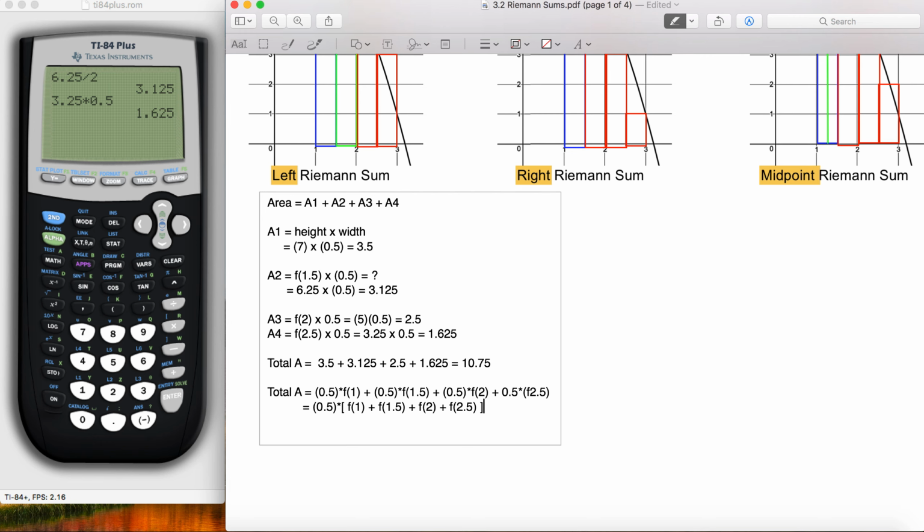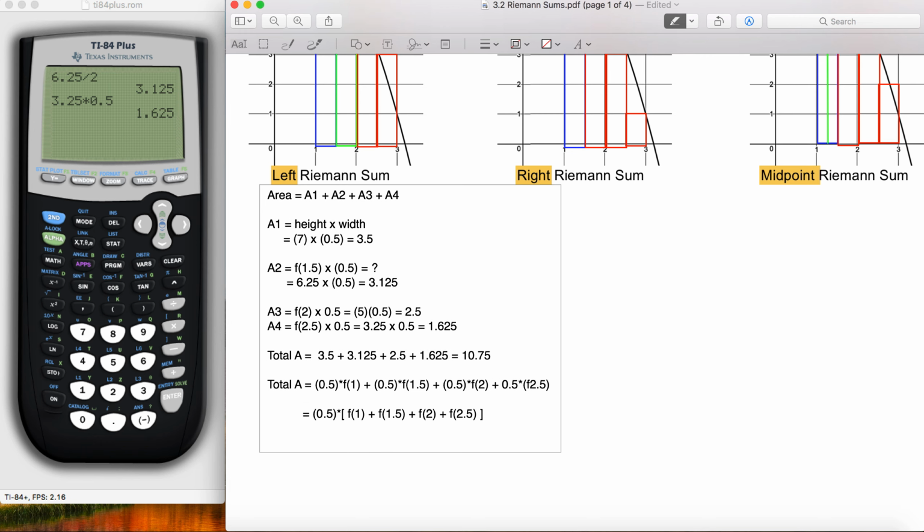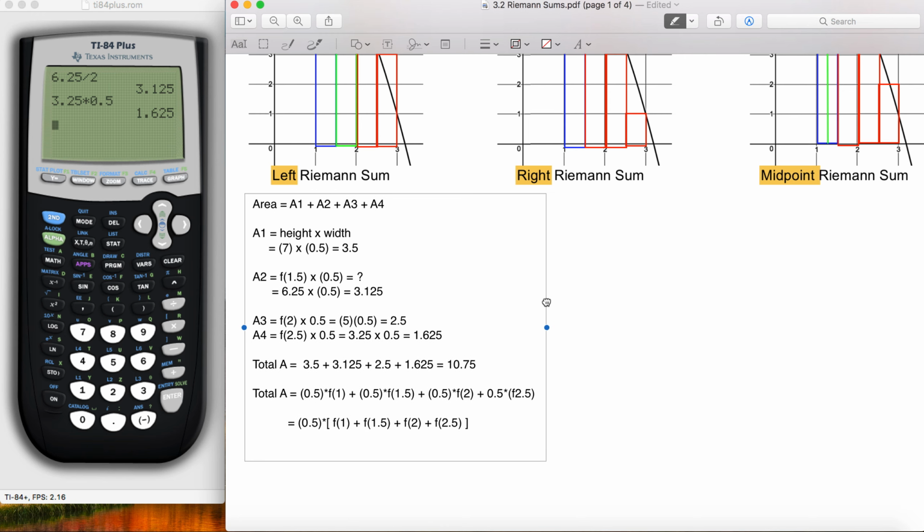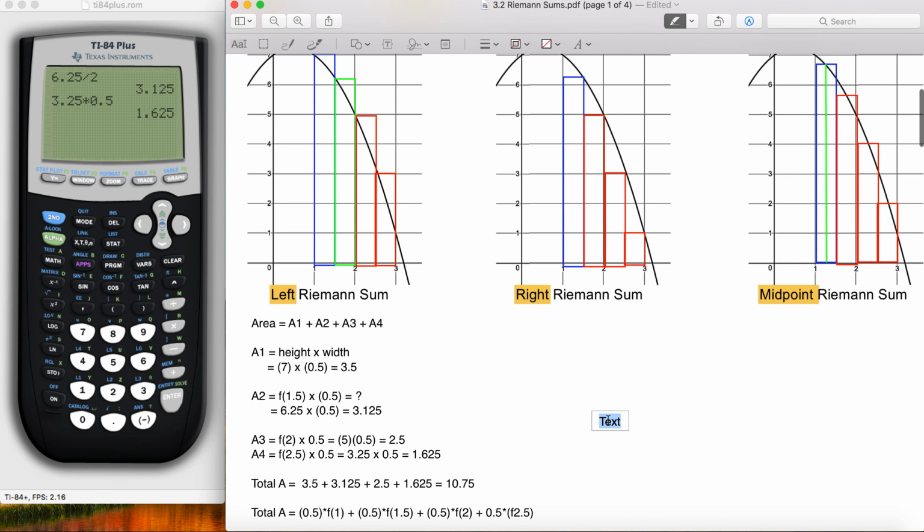And that's another way to think about this problem. Okay, so I'm going to use the same idea to calculate the right Riemann sum. So I'll make a new text box. Okay, so let's use that same idea for the right Riemann sum.